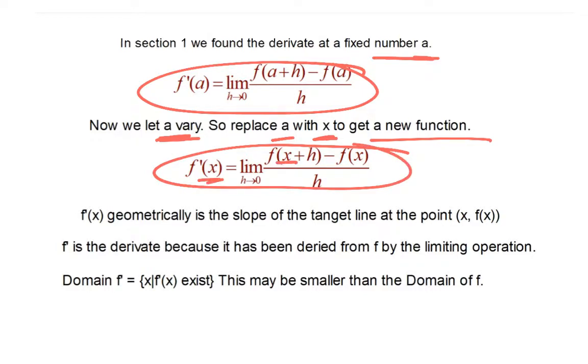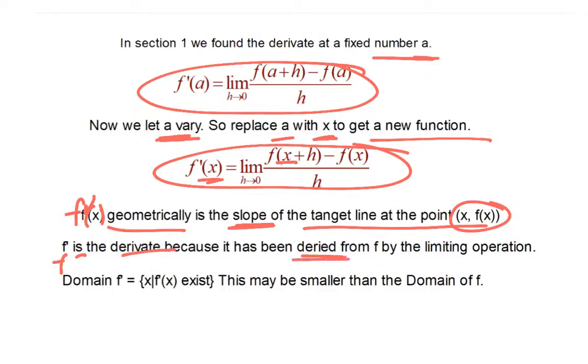Just reminding you, there's a prime here, guys, so it's f prime of x, which is the derivative of f. Geometrically, it's the slope of the tangent line at the point x, f of x. As the x value changes, the slope can change, and that gives us a new function. The derivative of f is called the derivative because it has been derived from f by the limiting operation. The domain of the derivative of f is the set of x such that f prime of x exists. This could be smaller than the domain of f. It doesn't have to be, but it could be.